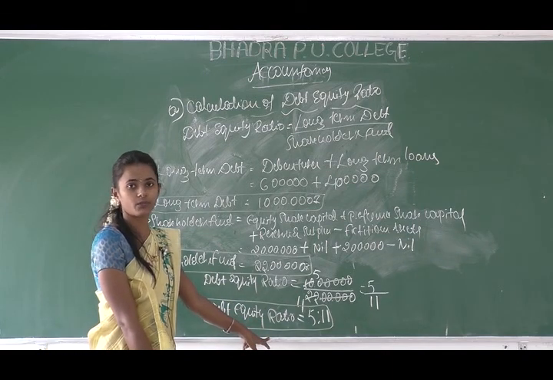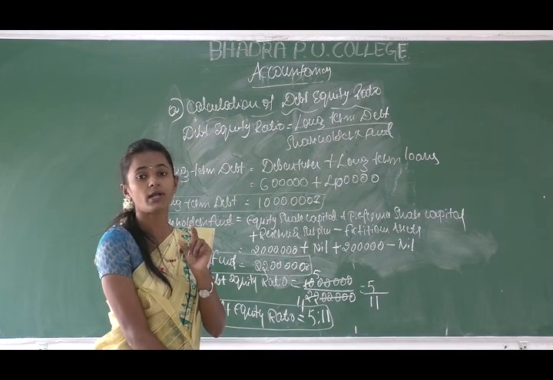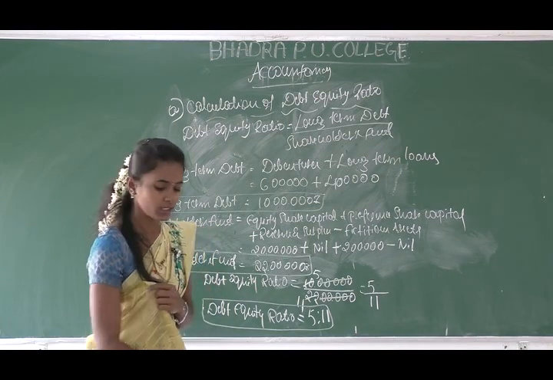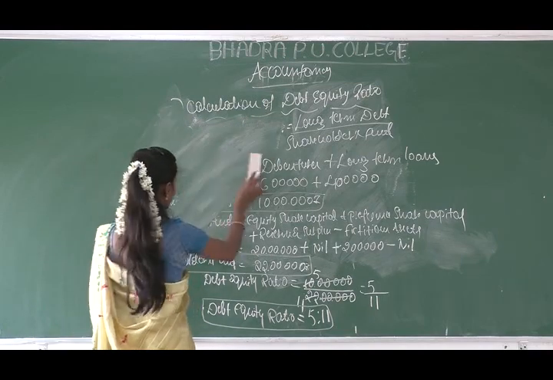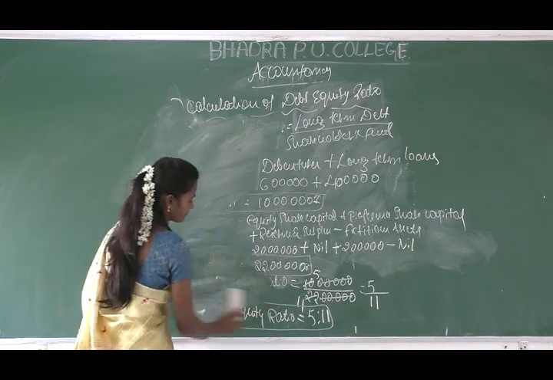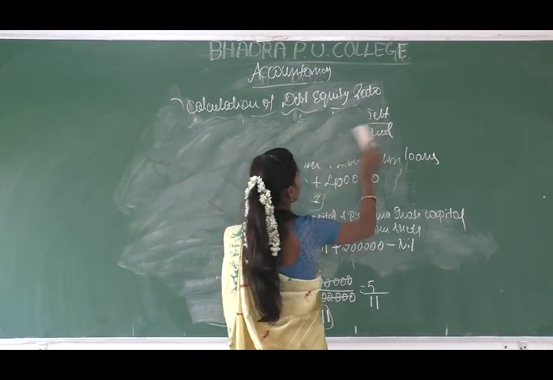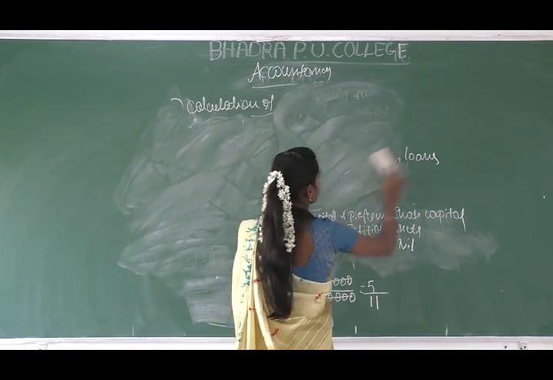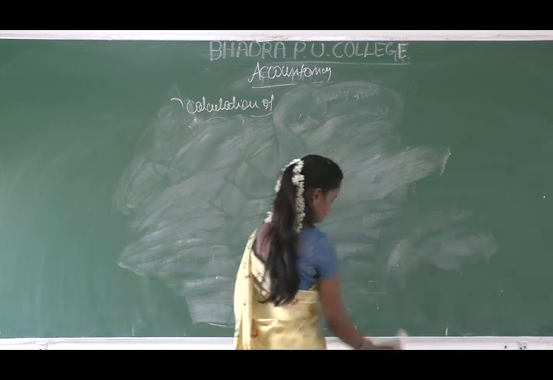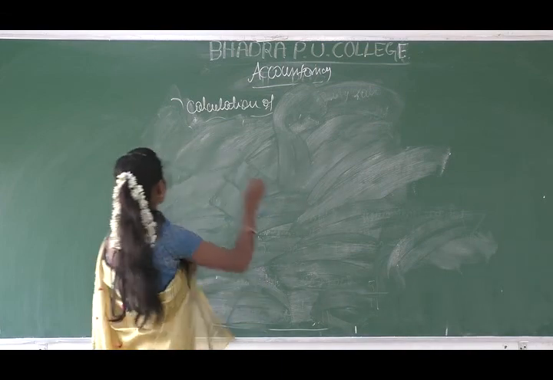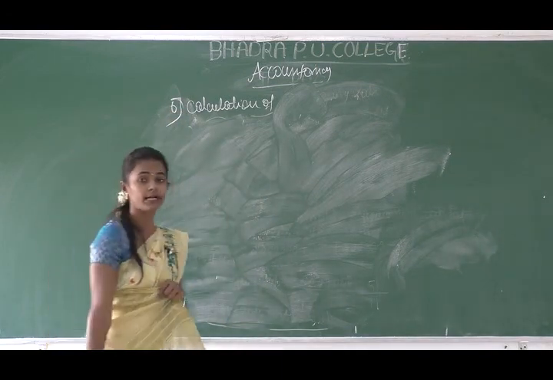So that was the first one. Secondly, we need to calculate a proprietary ratio. Yes, it's the B, calculation of proprietary ratio.